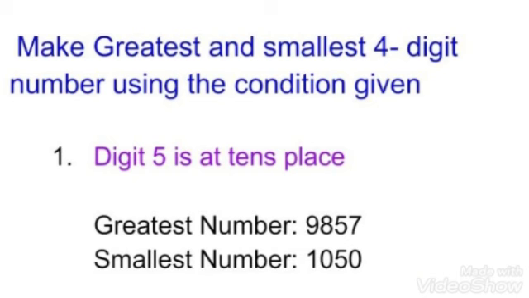So here you see, make the greatest and smallest 4-digit number using the conditions given below. What is the condition here? Digit 5 is at the tens place. What that means is, whatever number you can write in the other places, but the digit 5 should come in the tens place. So for the greatest number, first you start with 9, 8, 5 is in the tens place. So I wrote 5, then 7. Whatever you can write, 3, 4, like that, no problem. The smallest number is 1050. You can write like this, or 1151, you can also write it.